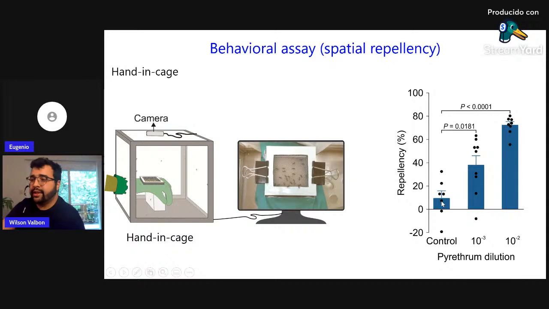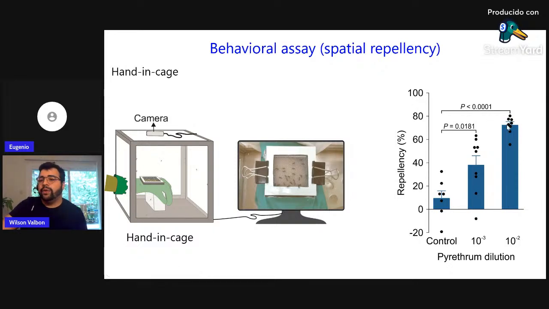The black dots are each case with 40 mosquitoes each. For the control, we have a little bit of repellency, but it's baseline. It's nothing, a normal background for the mosquitoes. Then we apply it when the bottleneck is treated with pyrethrum. We have this part at 10 minus 3, around 40% repellence, and 10 minus 2, around 70% repellence.